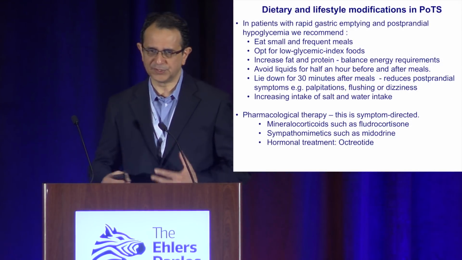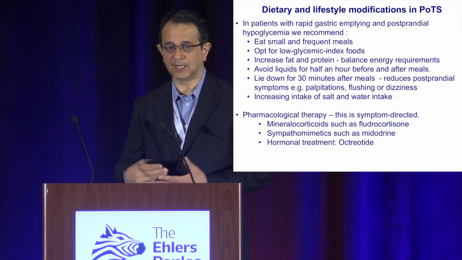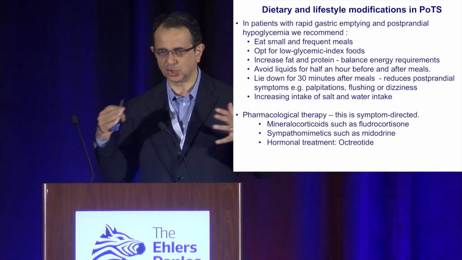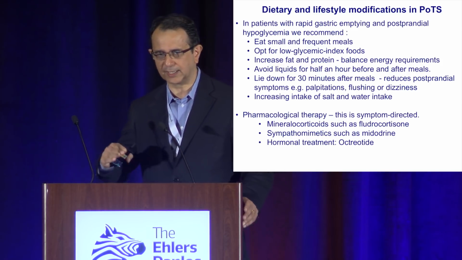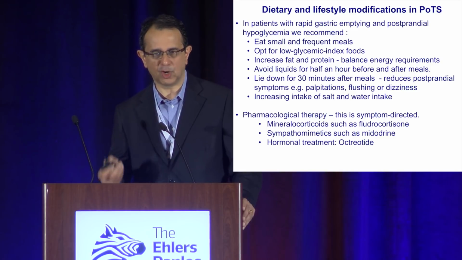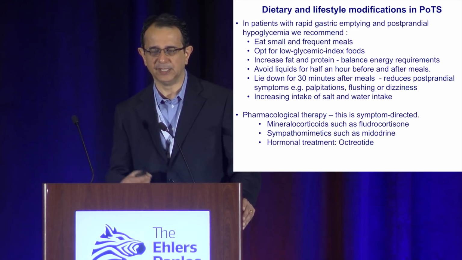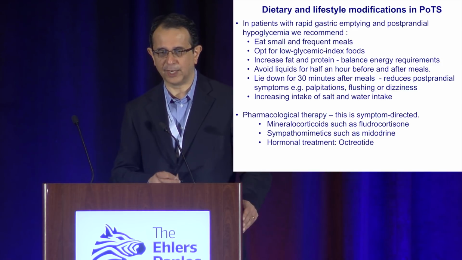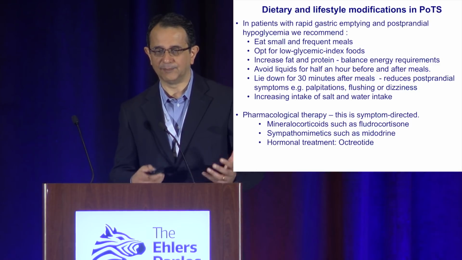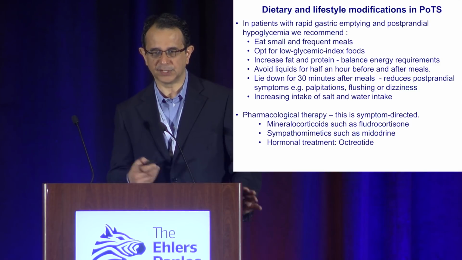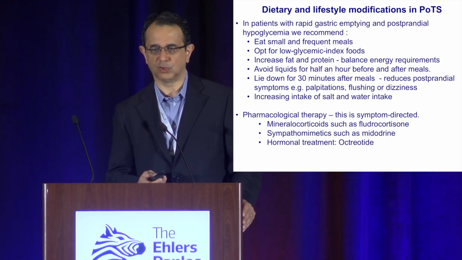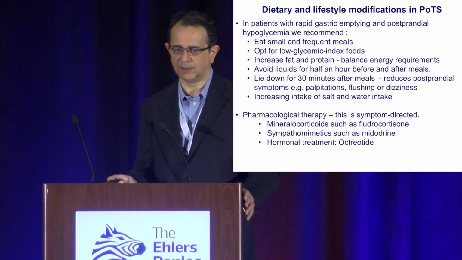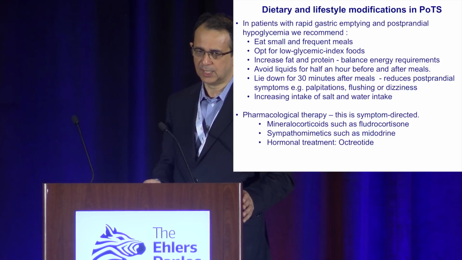In POTS patients, we often say those with rapid gastric emptying and those who develop another condition called postprandial hypoglycemia, when your blood sugar can go low, we say eat small frequent meals, opt for low glycemic index foods, not very highly sugary sweet foods, increase fat and protein because that slows stomach emptying down, avoid liquids half an hour before and after meals so that you don't flush all your carbohydrates down into your small bowel very quickly. Lie down for 30 minutes after a meal to reduce some of the symptoms, and increase your salt and water intake. Some of this is standard sort of advice that POTS patients get.